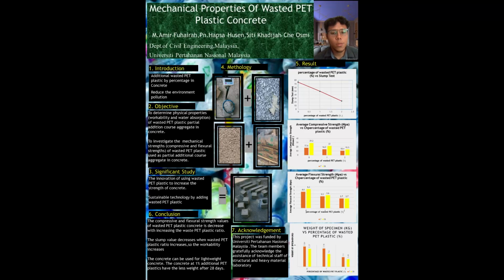Last, the concrete can be used for lightweight concrete. When we see the result, the weight of the specimen with 1% addition of PET plastic has less weight after 28 days. Other than that, for 0% and 2% of waste PET plastic there is only a small difference in weight, but for 1%, there is a very high difference in weight between 7 and 28 days.